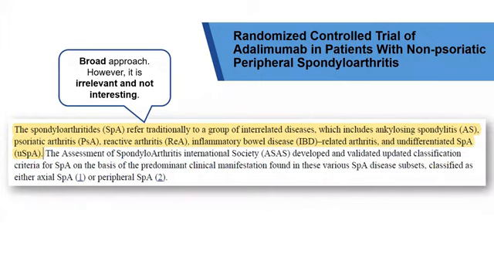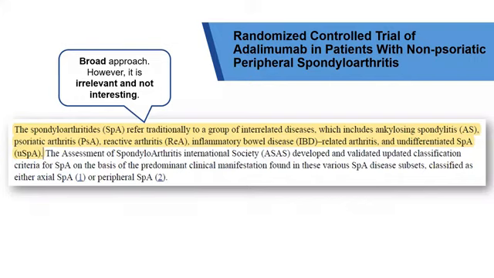However, if you look at this introduction, you will find that it's quite irrelevant to the topic. So what's the topic? What's the title? The topic is randomized controlled trial of adalimumab in patients with non-psoriatic peripheral spondyloarthritis. So it's an RCT, the treatment is adalimumab, and the patients are non-psoriatic peripheral spondyloarthritis patients.